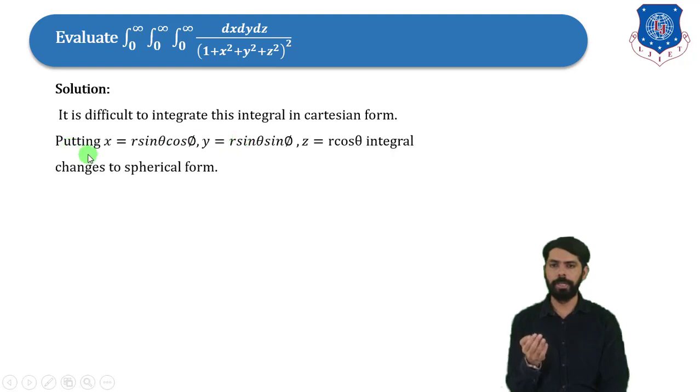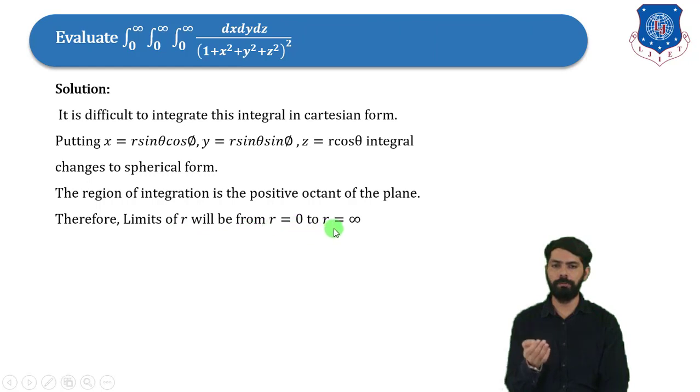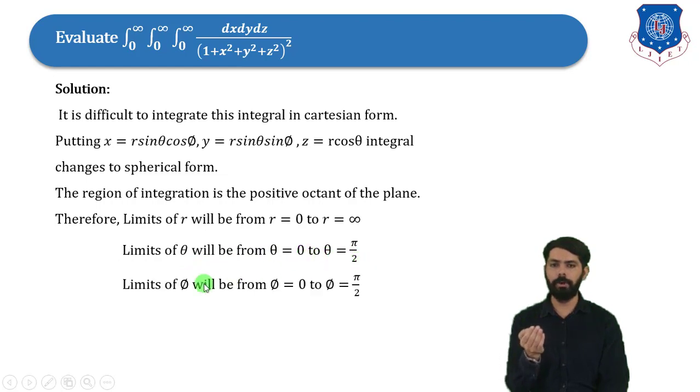So here, putting x equal to r sin theta cos phi, y equal to r sin theta sin phi, and z equal to r cos theta, the integral changes to spherical form. And the region of integration is the positive octant of the space. Therefore, the limits of r will be from r equal to 0 to r equal to infinity, the limits of theta will be from theta equal to 0 to theta equal to pi by 2, and the limits of phi will be from phi equal to 0 to phi equal to pi by 2.